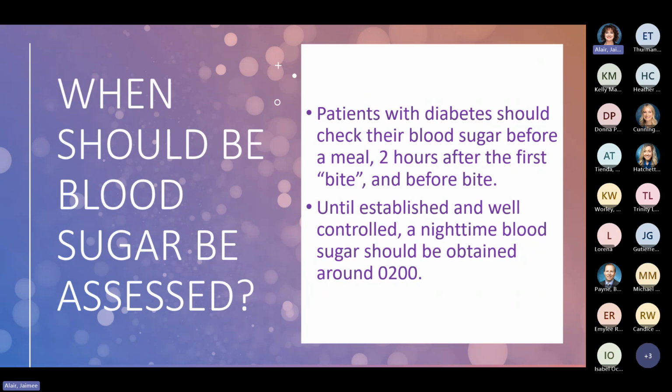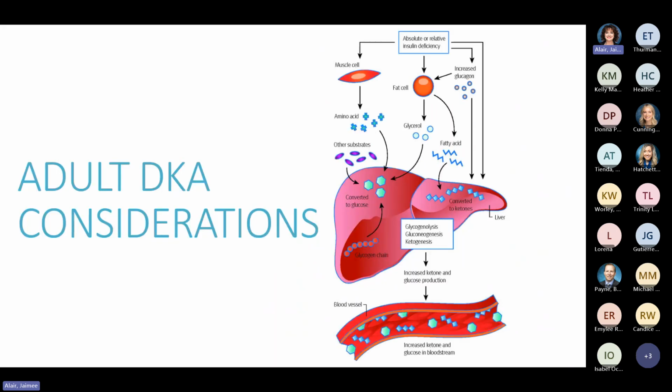When should blood sugar be addressed in these patients? They should check their blood sugar before a meal, 2 hours after the first bite, and then before bed. And then once they're controlled, a nighttime blood sugar should be obtained around 0200 to make sure that we don't have any lows or any super highs during the night.